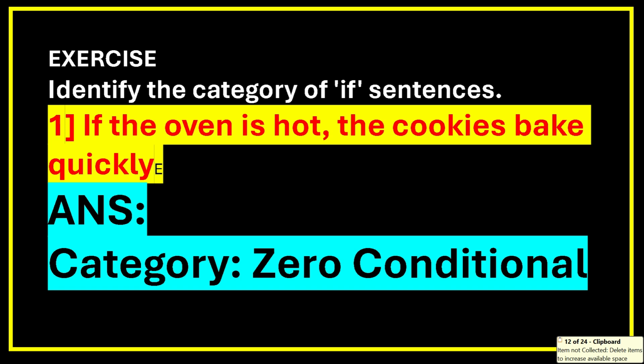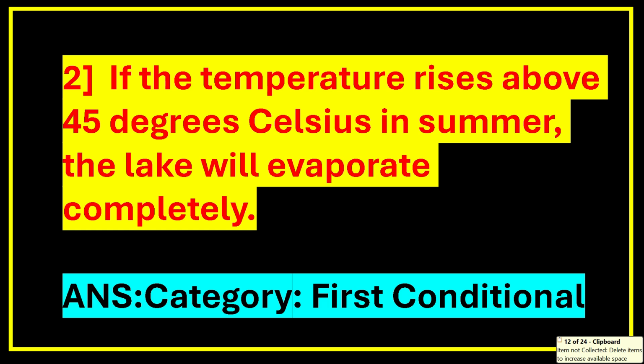Number 1. If the oven is hot, the cookies bake quickly. Category: zero conditional. Explanation: if the oven is hot, present simple. The cookies bake quickly, present simple. This sentence expresses a general truth or scientific fact. It does not refer to a specific situation but states what always happens under the given condition. This makes it a zero conditional, which is used for facts, natural laws, and rules.